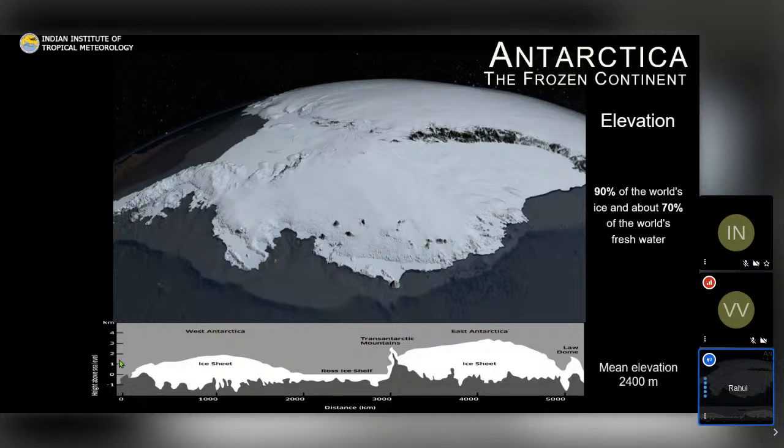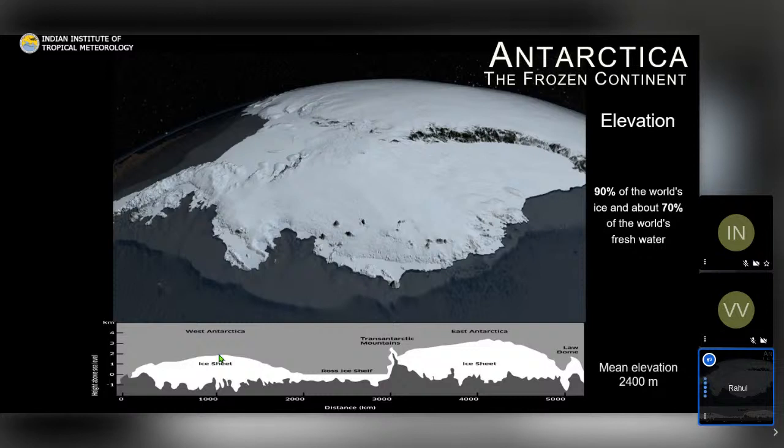If you have a look at the cross section of Antarctica, this is East Antarctica and this is West Antarctica, with a less thick ice sheet, while East Antarctica has thick ice sheets. You would see that this is more than 4 kilometers, whereas this is about 1.2, 1.3. So this is the difference.